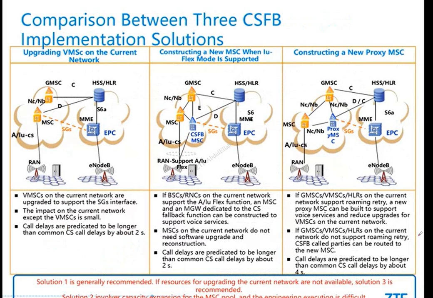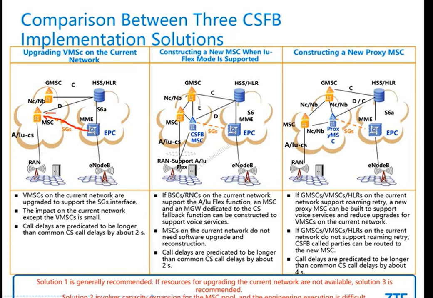So we can compare these 3 CS fallback solutions. The first solution, we just upgrade the 2G MSE, and then we create a new interface between MSE and EPC. In this way, if the UE wants to set up a call, it can fall back directly from the MME to the MSE. And in this way, the delay is about 2 seconds.